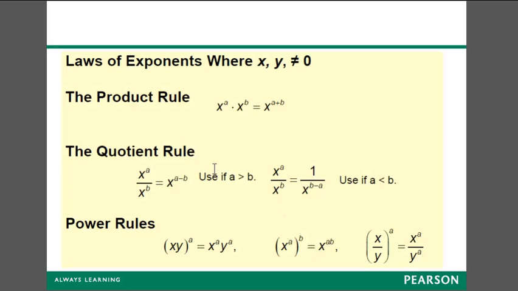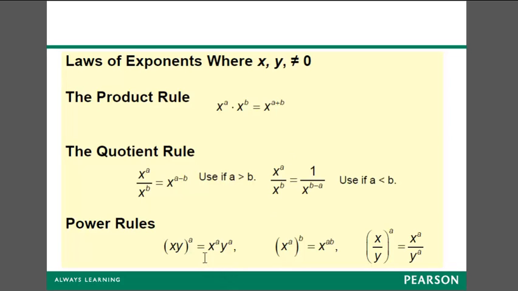So let's look at the rules that we have gone over so far. The product rule, if I multiply with the same base, I add my exponents. The quotient rule says if I'm dividing with the same base, I subtract my exponents. And I leave my base in the position of my largest exponent. If it's in the numerator, I put it in the numerator. If it's in the denominator, I put the answer in my denominator.